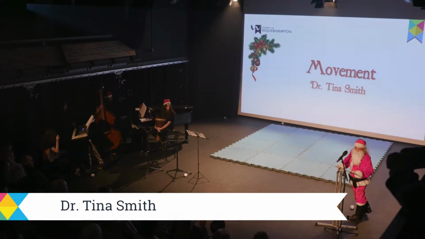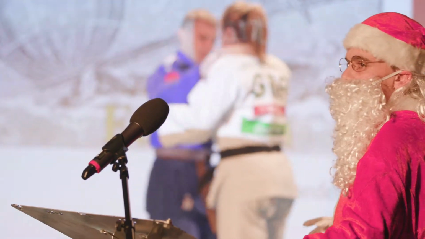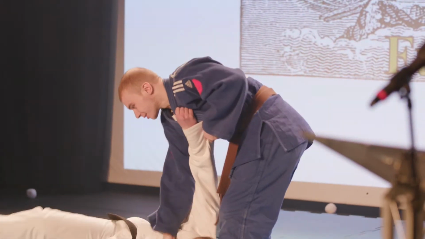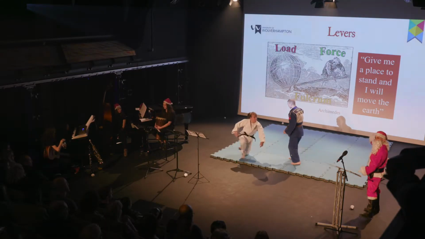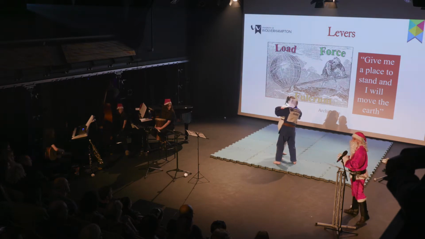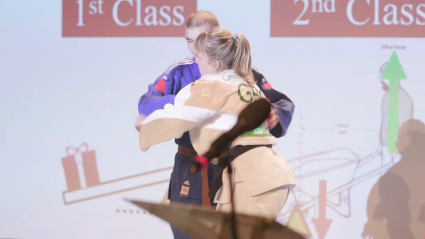Give me a place to stand and I will move the earth. And I'll be talking about levers and how we use them to move things. So what Archimedes meant by this statement was if he had a firm place to stand, a fulcrum or a pivot point, and a long enough lever, he'd be able to move the earth.